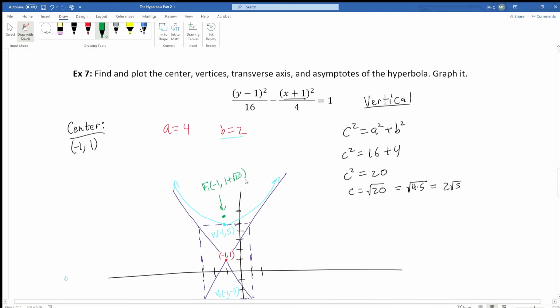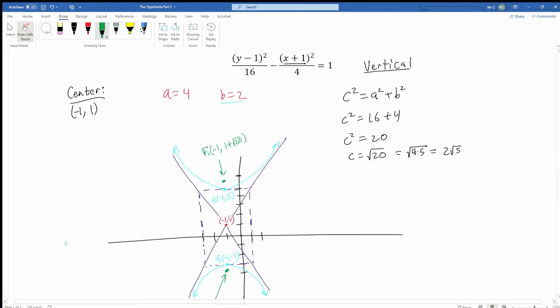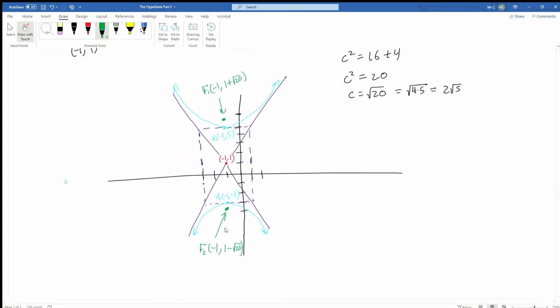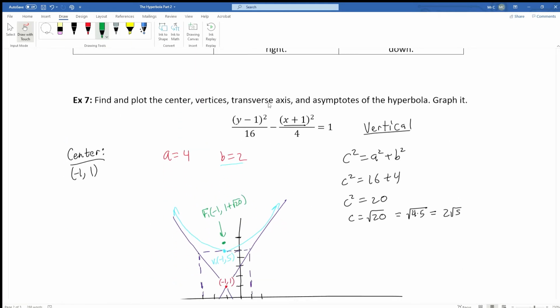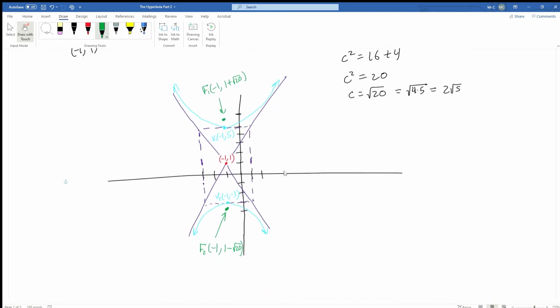So I found my vertices, I've plotted them, I found my foci and plotted them, I found my center, and now I've got the asymptotes plotted, but I need to actually figure out what they are. Well, the slope part isn't that hard, so let's just deal with the asymptotes off to the side here. So the asymptotes.